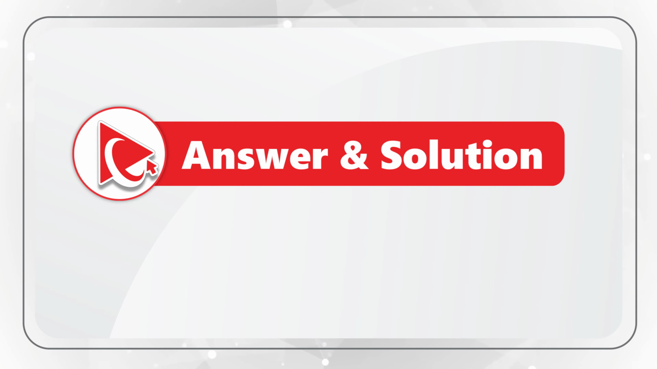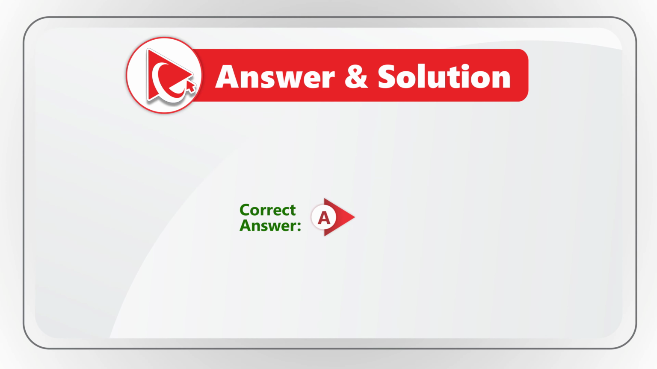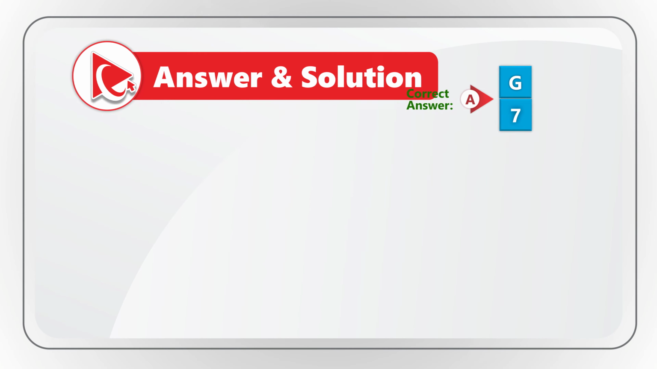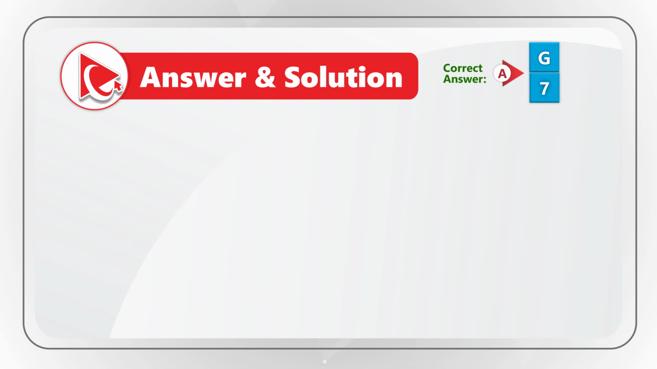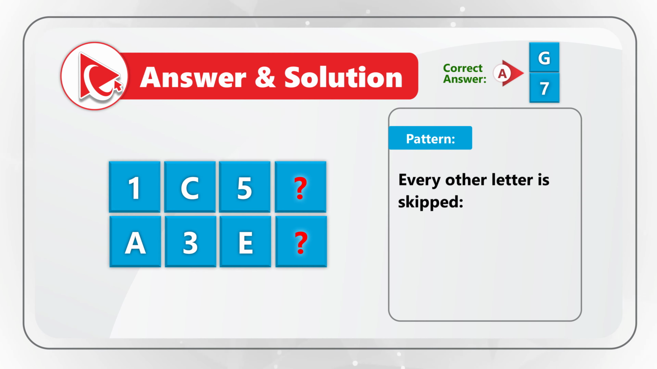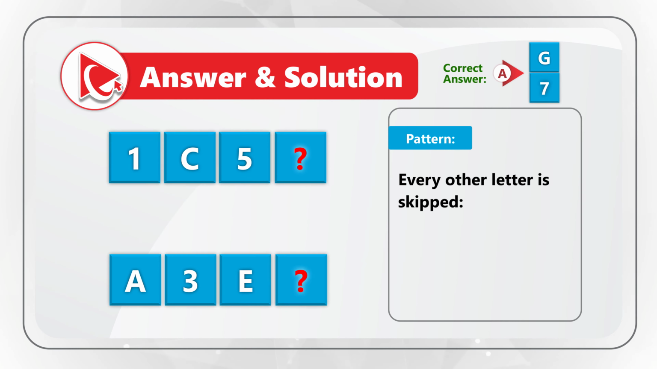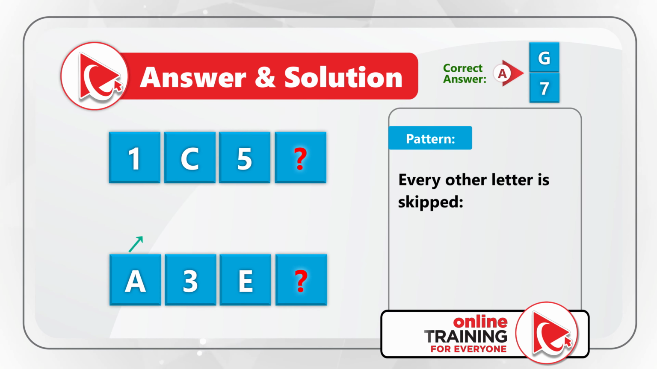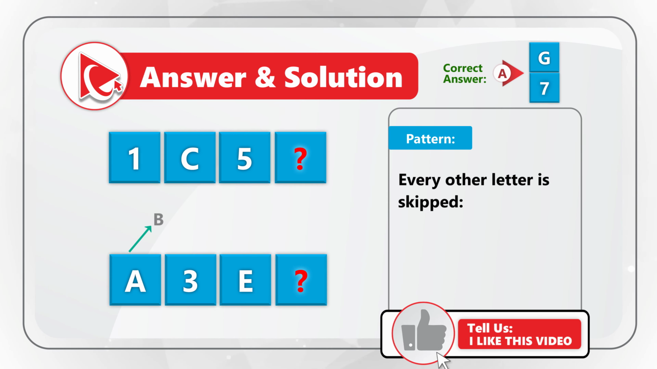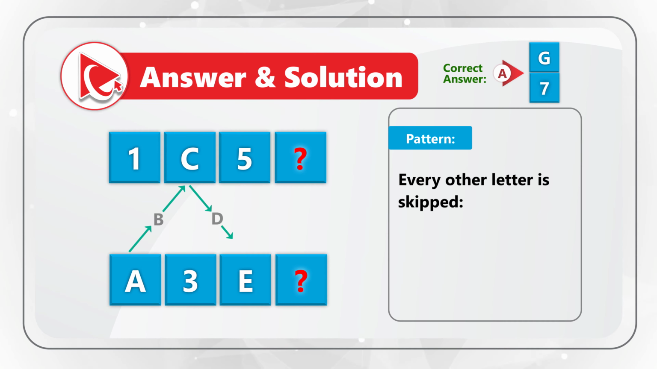I believe the correct answer here is choice A, G7. And here's why. I see the pattern that every letter here is skipped. Let's take a look. If we start with the bottom letter A, then comes letter B, but then we see letter C in the second column. Then comes letter D, which is skipped, and then we see the letter E.